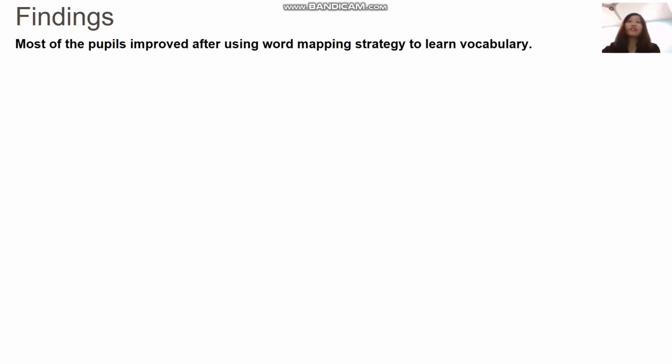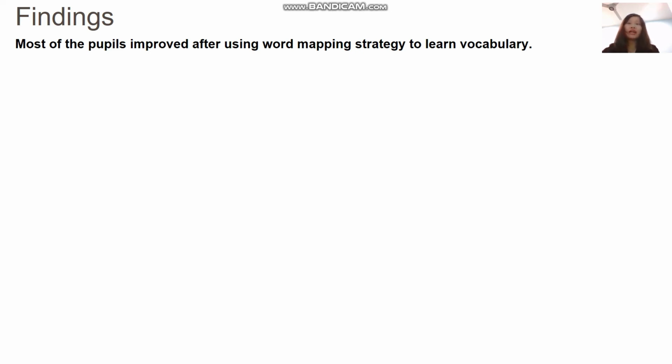So I will summarize the findings here, where most of the pupils improve after using the word mapping strategy to learn vocabulary. Before that, I would like to emphasize that I gave a test for the pupils before the intervention and after the intervention, where before the intervention it is called test 1, and after the intervention it is called test 2. Both tests use the same test papers.